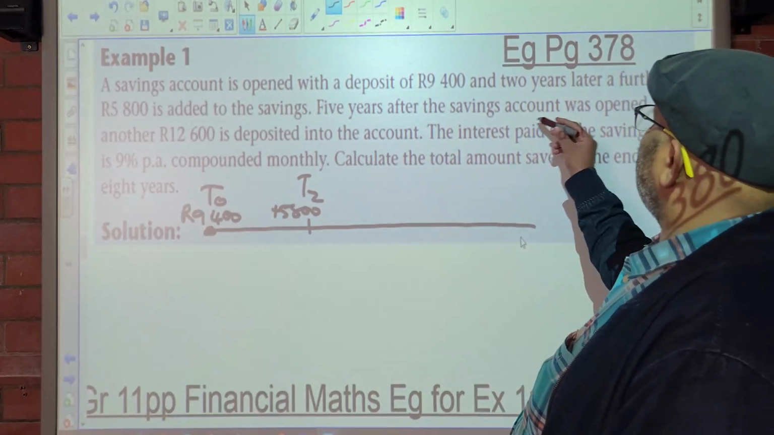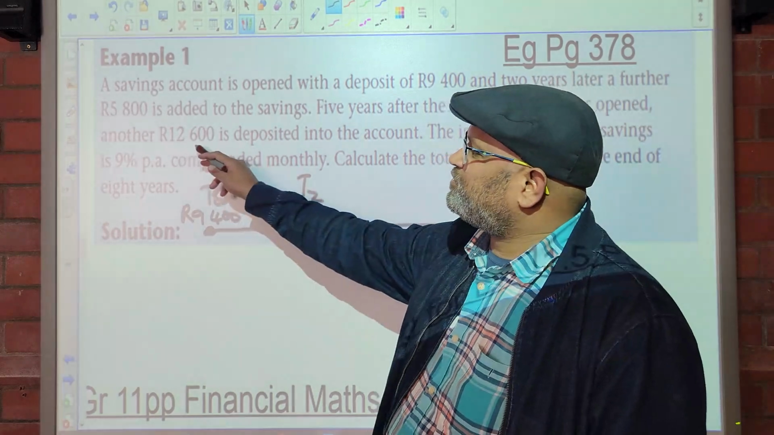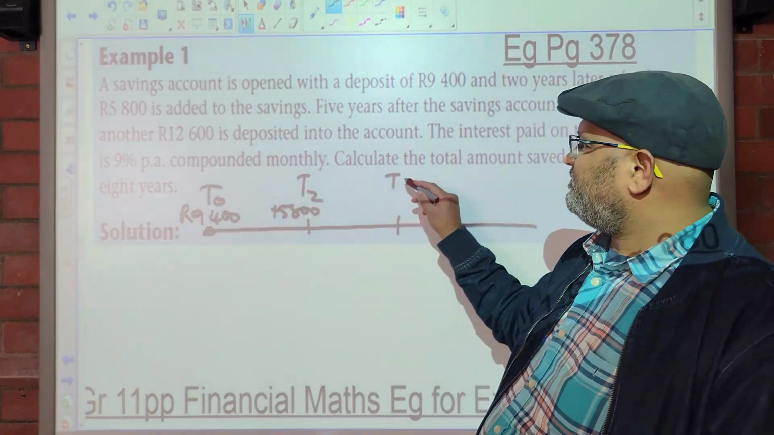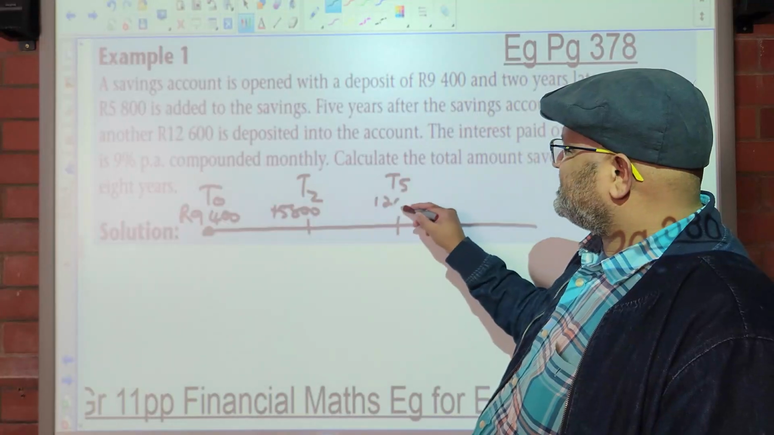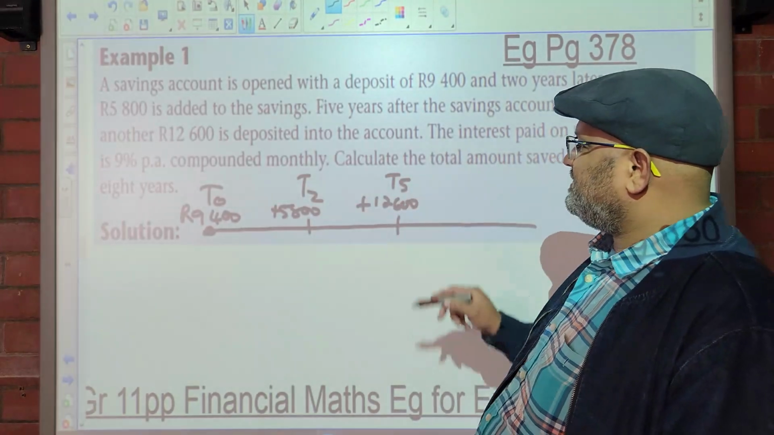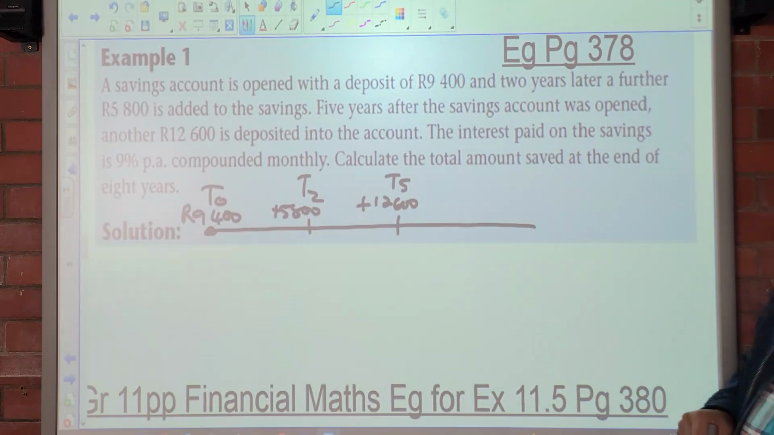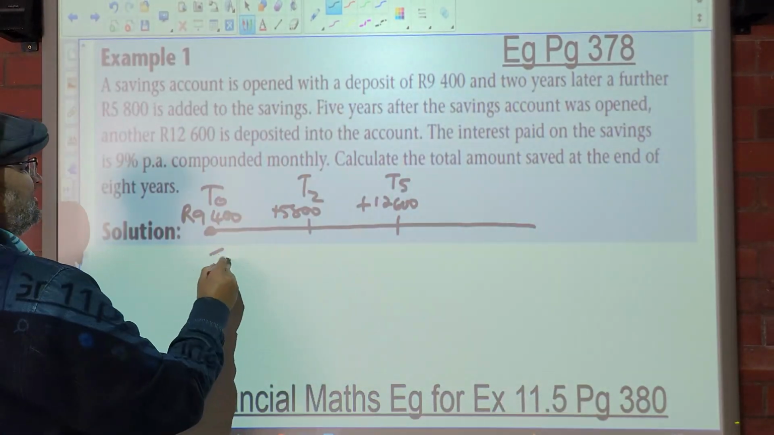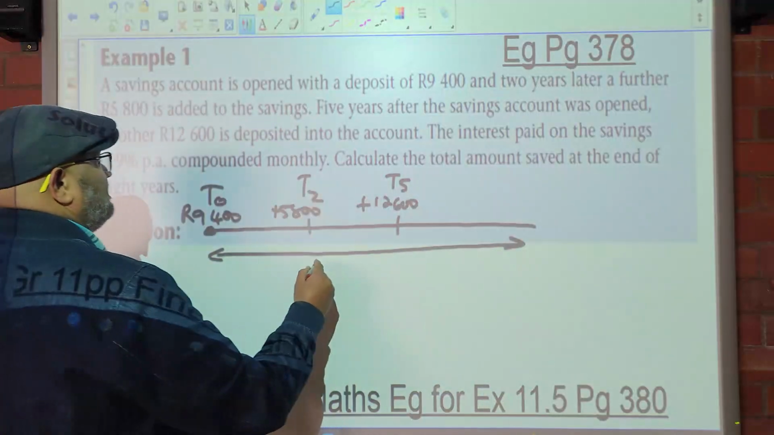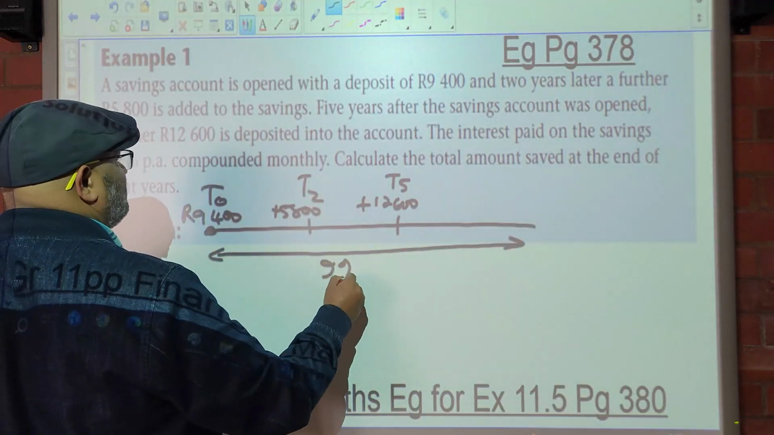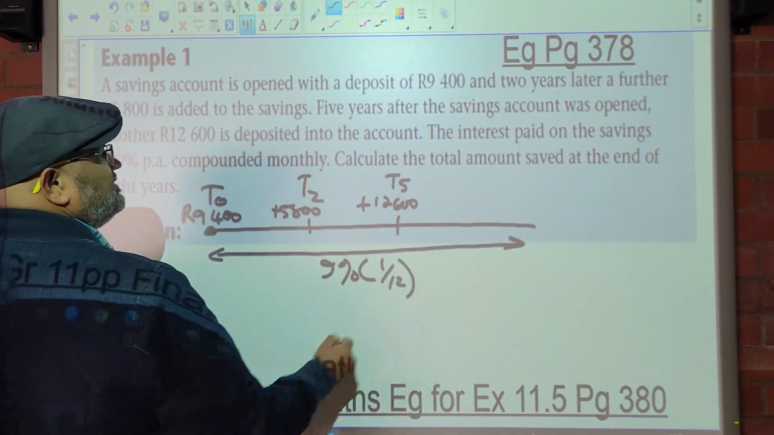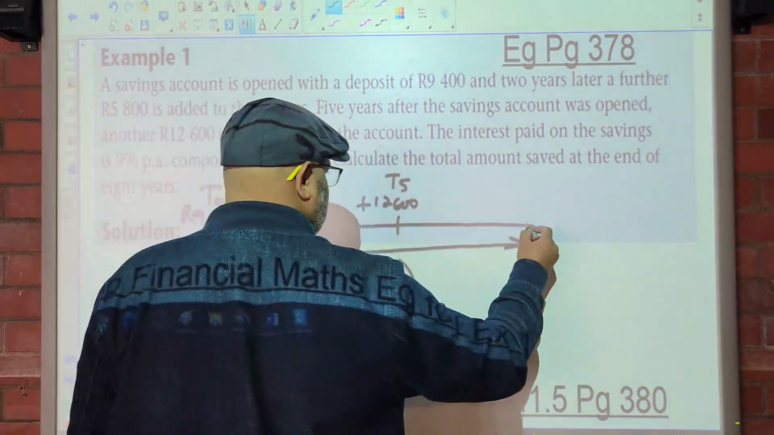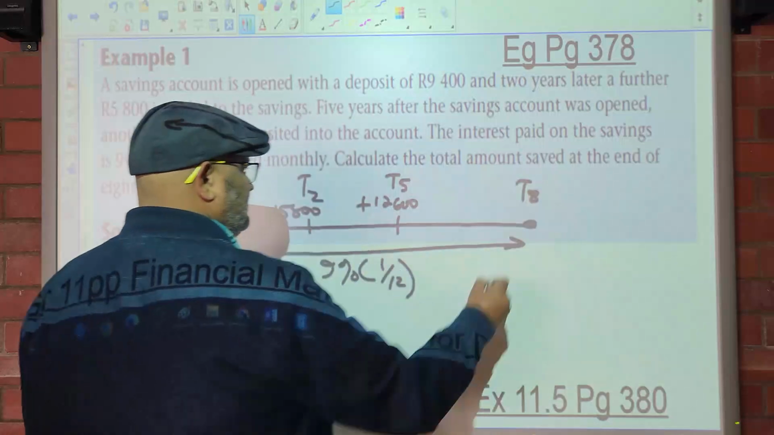Five years after the savings account was opened, another 12,600 rand is deposited into this account. That takes you to T5. The interest paid on the savings is 9% per annum compounded monthly, so it's a flat rate of 9% per annum compounded monthly. Calculate the total amount saved at the end of 8 years. That takes you to T8.